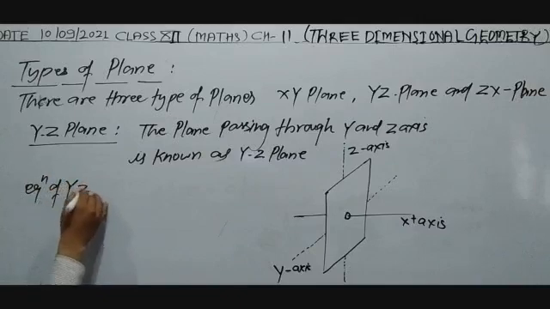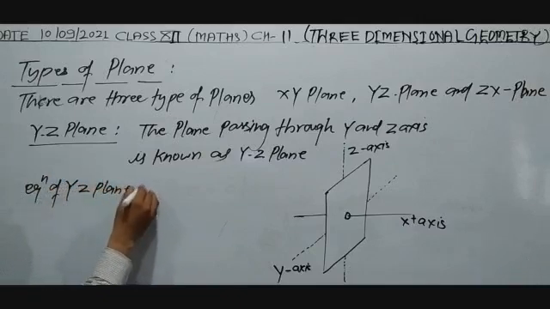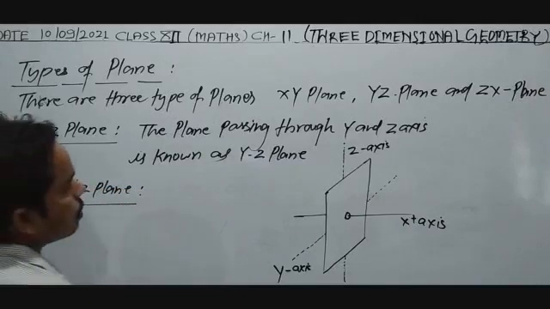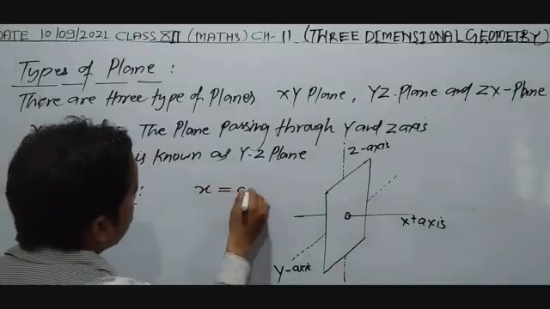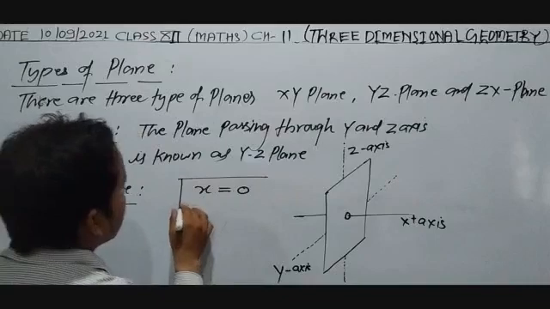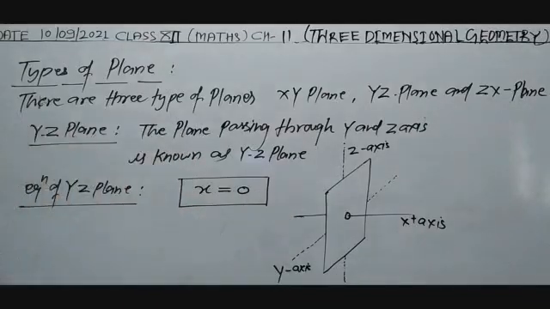The equation of the YZ plane is x equal to 0. This is the equation of the YZ plane. This plane is passing through the y and z axes. Now this is the YZ plane.